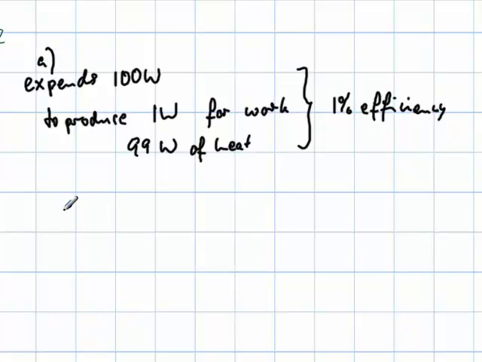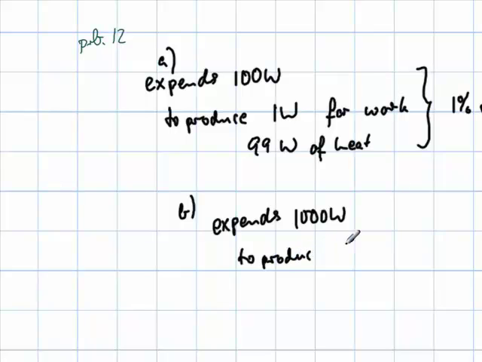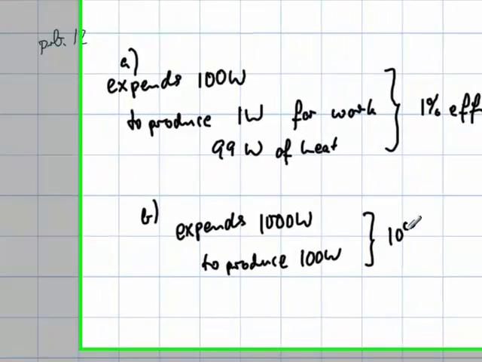Part B. What is the mechanical efficiency of a cyclist who in a burst of effort produces 100 watts of mechanical power from 1000 watts of metabolic power, so expends 1000 watts to produce 100 watts, and that of course is a 10% efficiency.